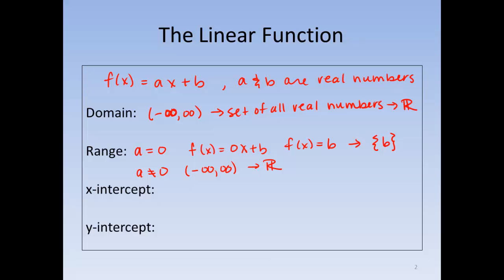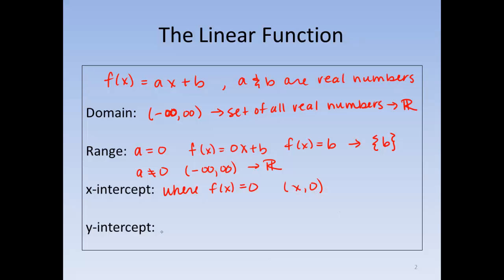Next two things we're going to define are the intercepts. An x-intercept is where f of x equals 0, where the function crosses the x-axis, and this is written as x comma 0, an ordered pair that is on the x-axis.